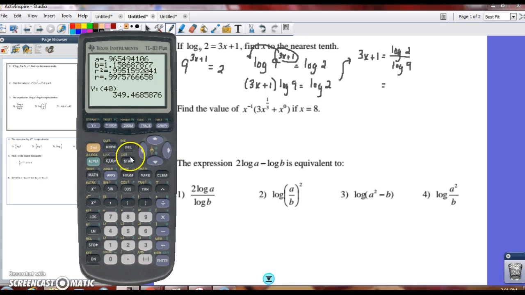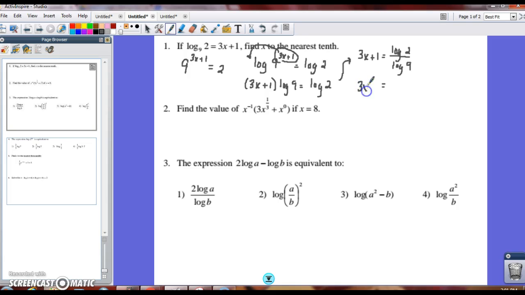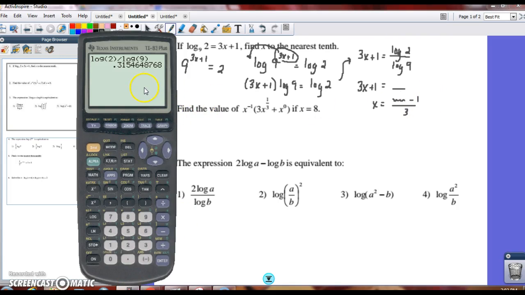Let me quit out of here. If I do that, I have the log of 2, close your parentheses, divided by the log of 9, close your parentheses, which gives you this decimal, right? So from there, 3x plus 1 equals this decimal. From there, I would subtract 1 from both sides and then divide by 3. So I'd end up with x is equal to this decimal minus 1, divided by 3. If I were to finish that up on the calculator, I would have that decimal.